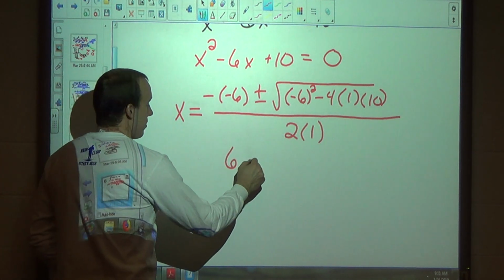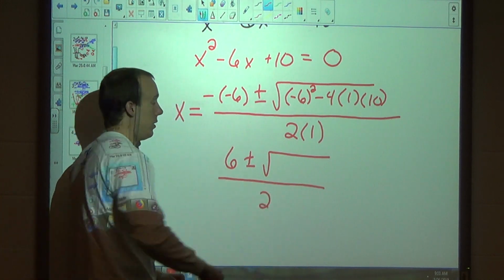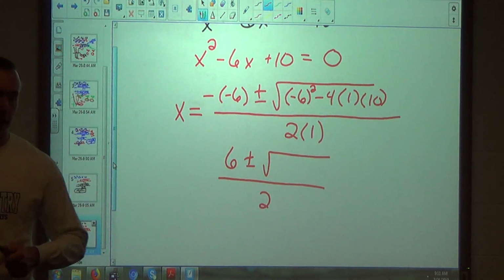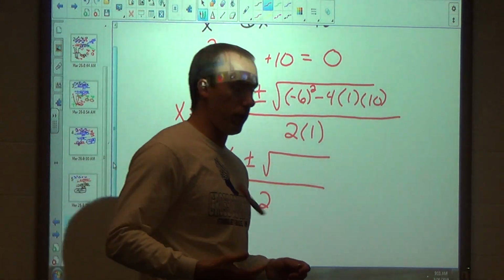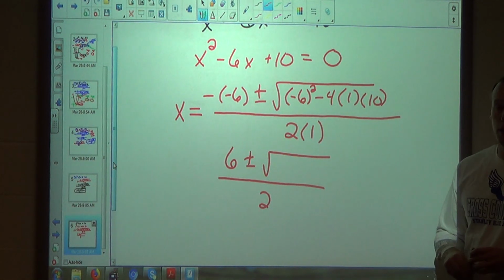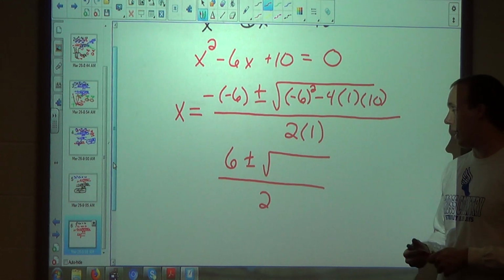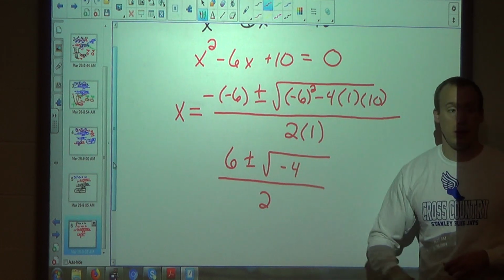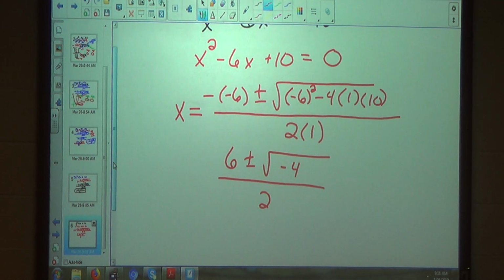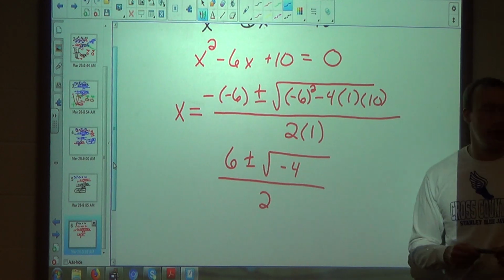Negative, positive 6 plus or minus, gotta get a number here, all over 2. So plug in that discriminant into your calculator for me without the square root. And did we get to that negative 4 value? Does that look right? Okay, now what's the issue with the negative 4 underneath a square root? Can't do it. You can't solve it, but it can turn into something. What does it turn into?